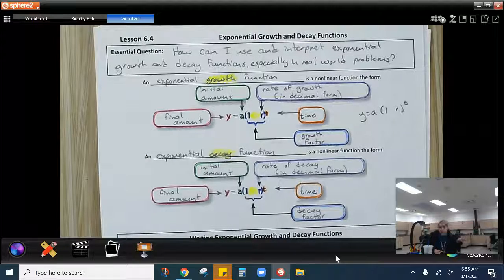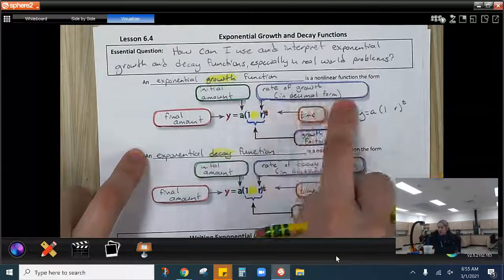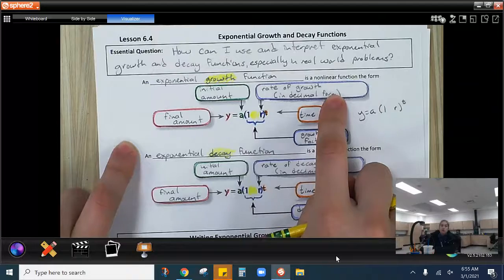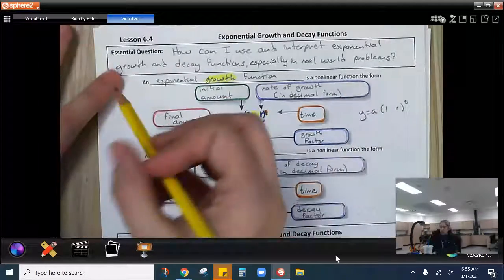This is most relevant for when you are getting a loan or when you are buying a car. Anytime you get a loan, anytime you do savings accounts, anything like that, it's always as a percent. But when we plug it in here, it needs to be in decimal form. All right, it has to be plugged in as a decimal. So you need to be able to convert your percents to a decimal.